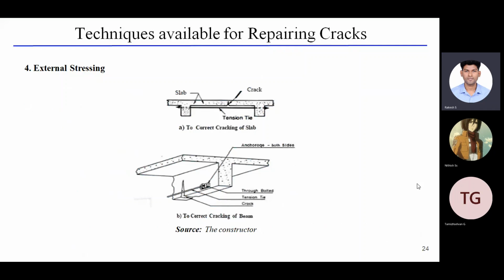Here we can see my mouse. I hope you can all see my mouse pointer. Here it is the tension tie, where tension can be applied and the crack is to be repaired. And in the second picture, we can see the cracking of the beam. Here there is an anchorage on both sides, and this is a tension tie to cure the beam.